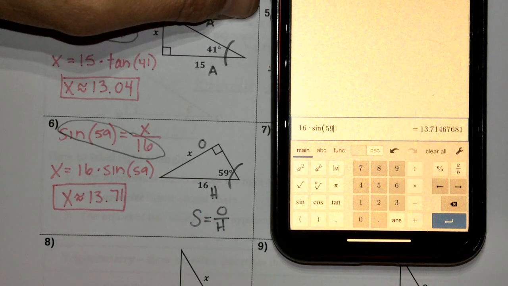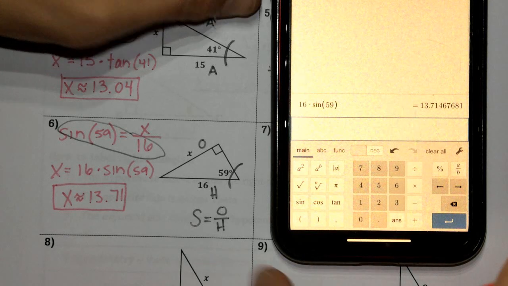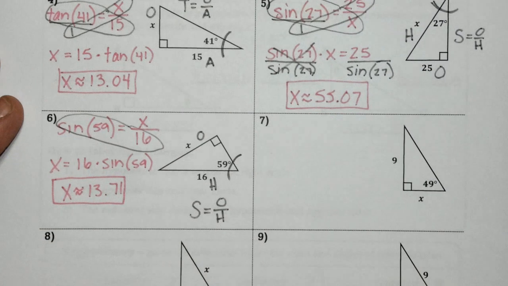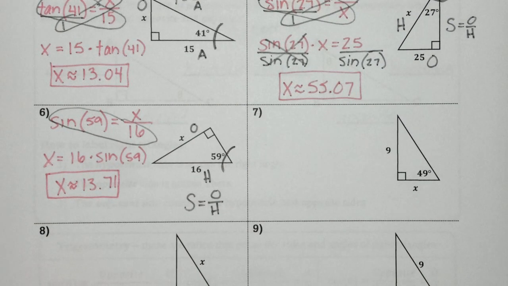And even if you press enter to get your answer, you just don't have to press clear all afterwards. Okay? Just so you're kind of getting used to using that Desmos scientific calculator.